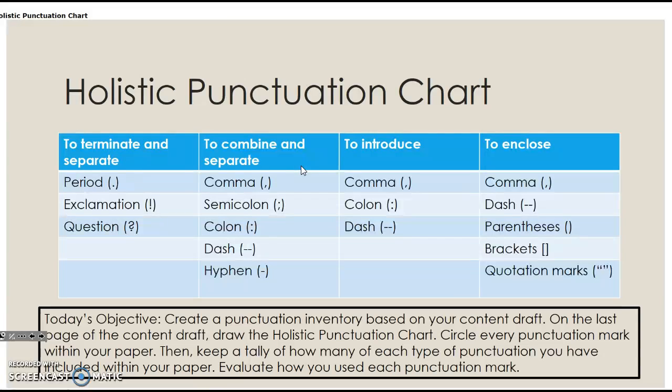When you need to combine words, phrases, or clauses, you will use one of these types of punctuation. Combination, separation: comma, semicolon, colon, dash, and hyphen. If you need to set off introductory remarks to introduce ideas, you will use a comma, a colon, or a dash. And then finally, if you need to enclose information in a sentence, you can use a comma, a dash, parentheses, brackets, or quotation marks.